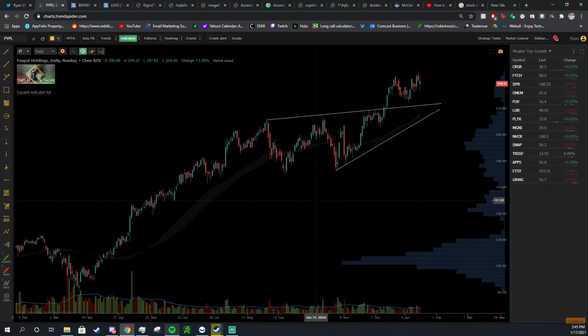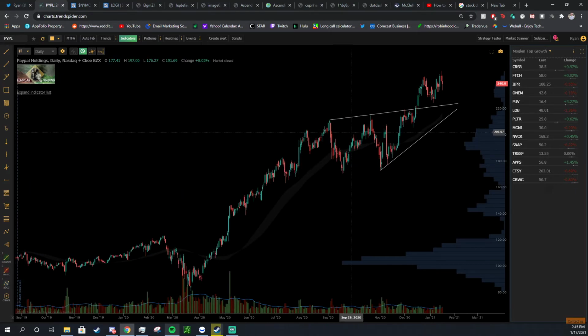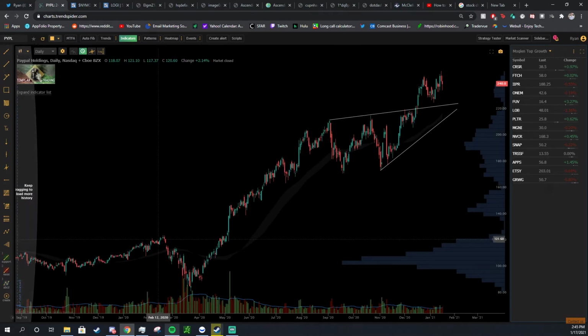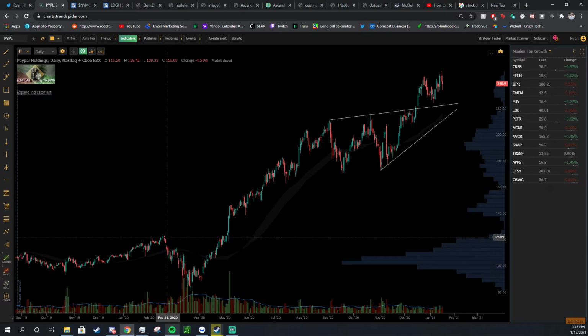Okay, so for PayPal, great, great bull run. I love that PayPal did not turn down too much. 123 to 92. I mean, 30%. Yeah, I guess it's pretty considerable, but we saw worse. And then since then, we've just been on this monstrous bull run.